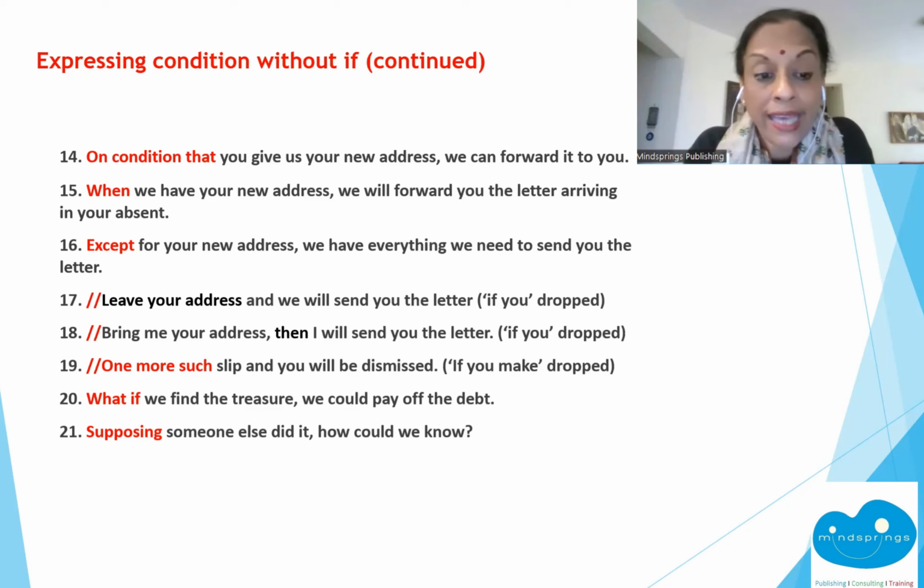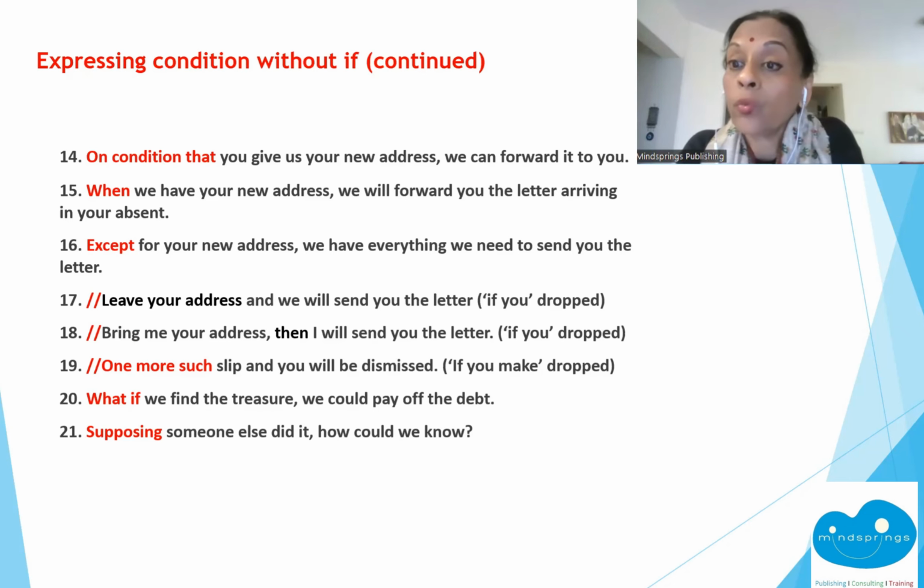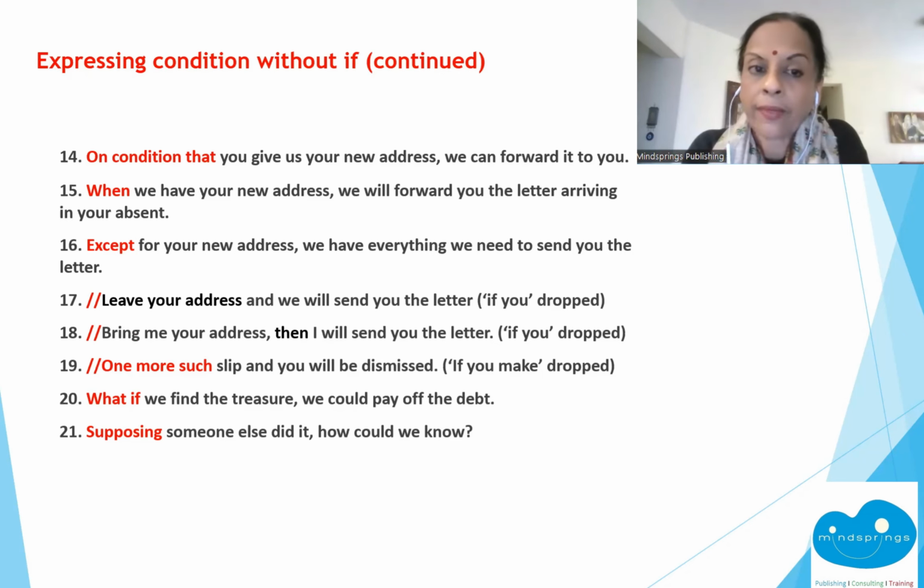Supposing someone else did it, how could we know? If someone else did it, how could we know? All these sentences can be rewritten with if. What I'm trying to show you is that you can use a conditional without using if. Study it carefully, say it many times, say it in many contexts, and I'm telling you, your English will become superb. Because it's very important to practice these structures. They're very good structures, actually.